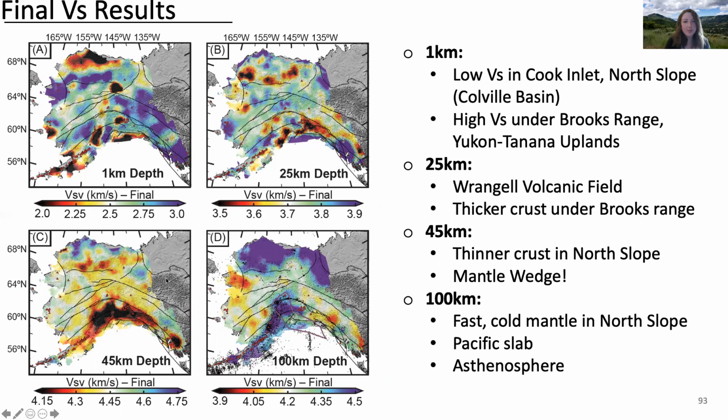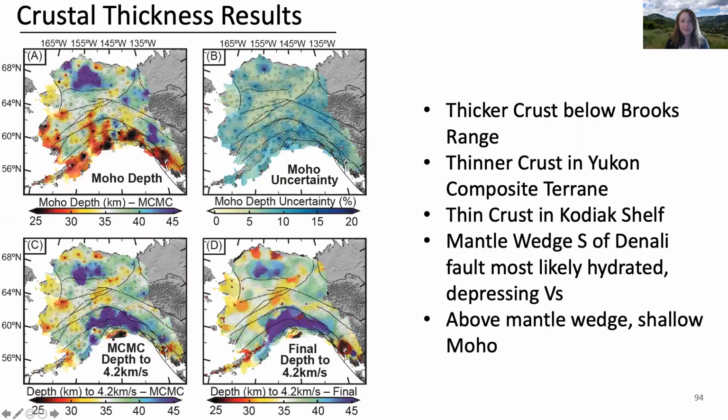We also observe a slope feature that has previously been attributed to a mantle wedge. At 100 kilometer depth, we see the cold mantle in the North Slope, the downgoing Pacific slab, and we have also included all earthquakes to highlight this Pacific slab here. Additionally, we see slower asthenosphere, or warmer, slower colors, on the western and eastern sides.